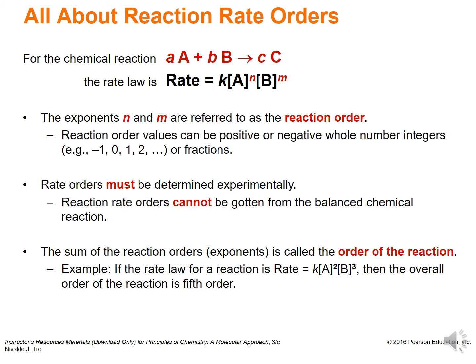So for the chemical reaction, lowercase a, which is our stoichiometric coefficient of uppercase A reactant, plus lowercase b of uppercase B reactant, go to c, stoichiometric coefficient of capital C product. So the rate law here is rate equals k, that rate constant, times the concentration of A raised to its order, which we've generalized here as n, times concentration of B raised to its order, which we've generalized here as the lowercase m. So those exponents n and m are referred to as the reaction order, and reaction orders can be positive or negative whole number integer values. So -1, 0, +1, 2, or they can be fractional.